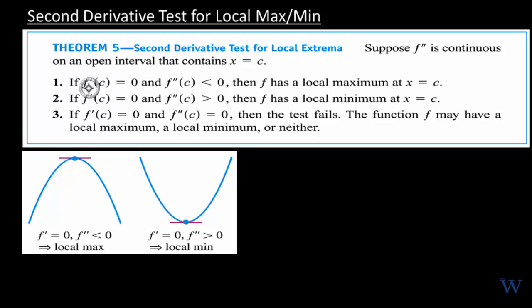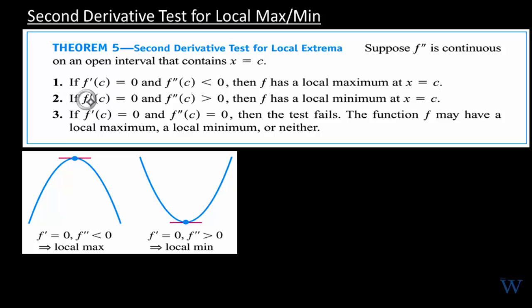If f prime at c is 0 and f double prime at c is negative, then what do we have? We have a line tangent to the curve that's horizontal, and then we have a concave down situation here because f double prime at c is negative, so you see that it's concave down. Then we have what? A local max occurring at x equal to c.